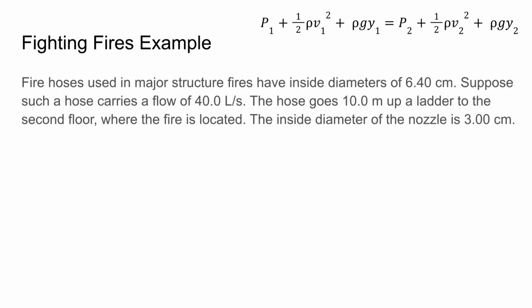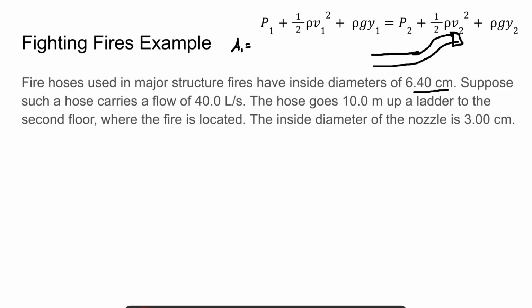So let's consider some fire hoses. Fire hoses obviously are used in major structure fires, and they have standardized internal diameters and nozzle diameters. So the internal diameter is 6.40 centimeters. If we want to find our internal area, I'm going to call that A1. We have a fire hose that goes up some height and then sprays out at some height, and that change in height is 10 meters. So our delta Y is 10 meters.